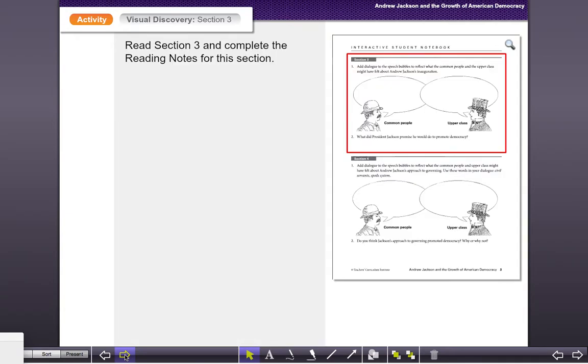So what I want you to do is read through section 3. Now, you want to make sure that you actually do the reading because this is going to give you that information and those details that you need in order to be successful. So find section 3 in your chapter 14 ISN packet.